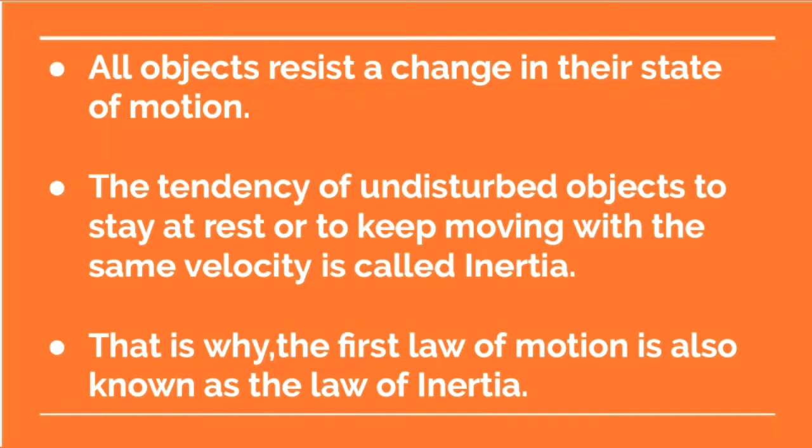From these two examples, we come to know that the tendency of undisturbed objects to stay at rest or to keep moving with the same velocity is called inertia. That is why we call the first law of motion as the law of inertia.